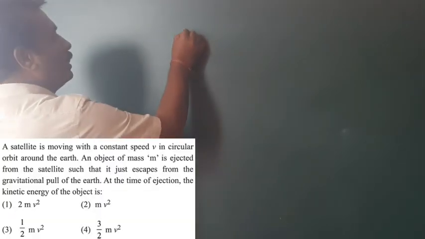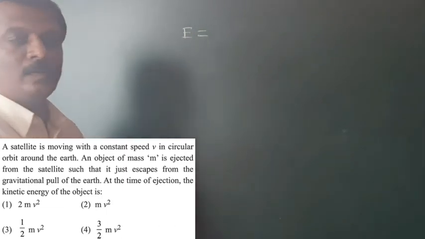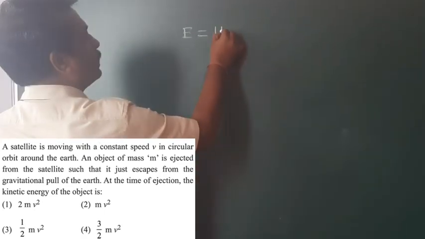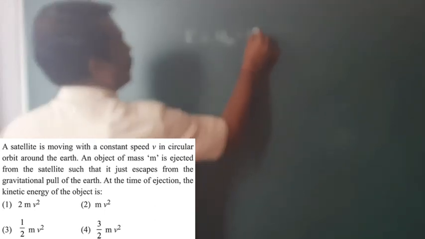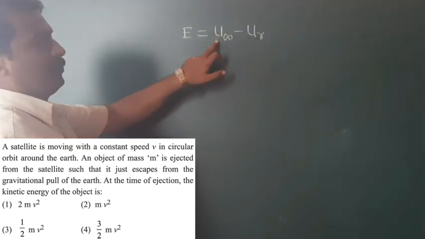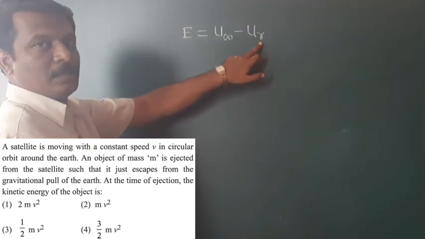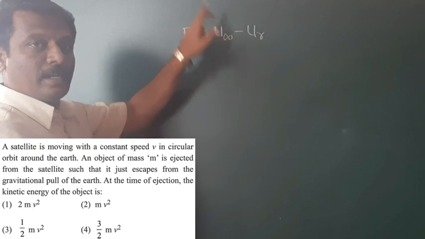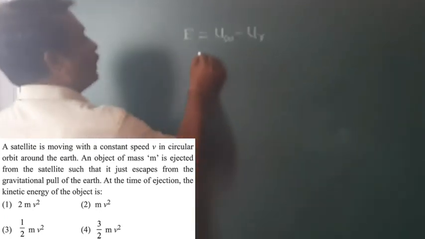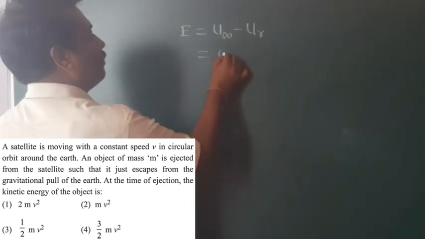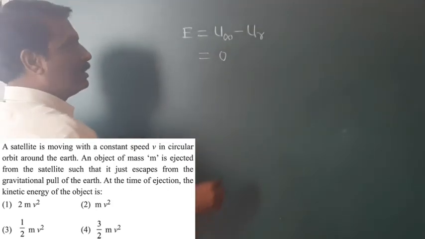The kinetic energy of the planet will be equal to the work done in taking the planet from its current position to infinity. Therefore, kinetic energy can be written as the change in potential energy in taking the planet from the current position to infinity. So here UR is the potential energy at height R and U infinity is the potential energy of the planet at infinity. The potential energy and kinetic energy of the planet at infinity will always be 0. So we write U infinity as 0.